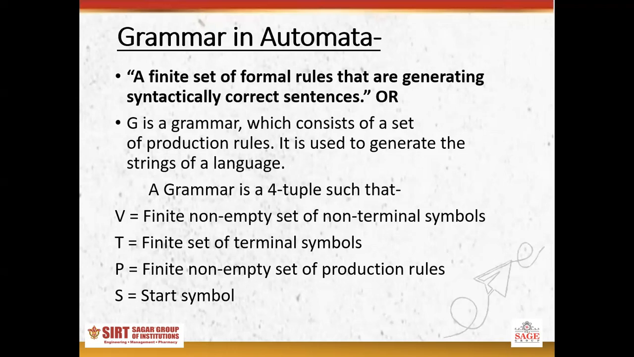V, T, P, S, where V stands for a finite non-empty set of non-terminal symbols, T stands for a finite set of terminal symbols, P stands for a non-empty set of production rules, and S stands for the starting symbol.